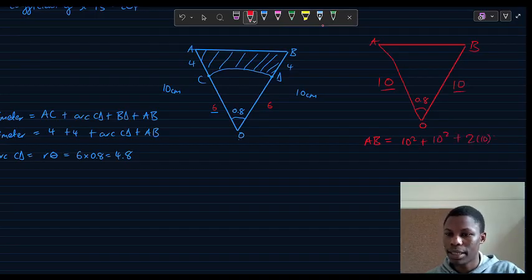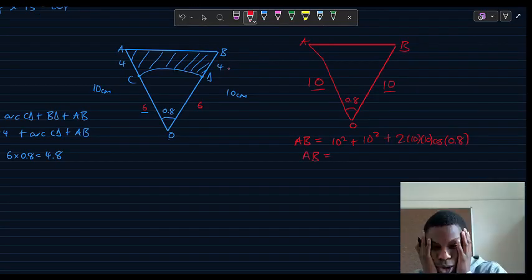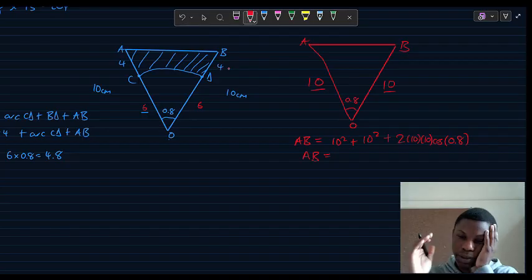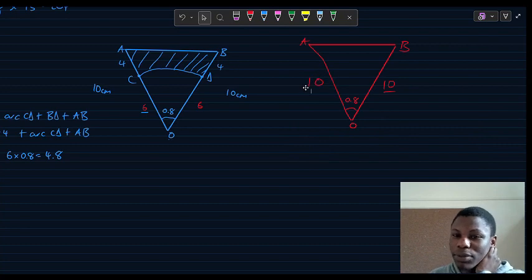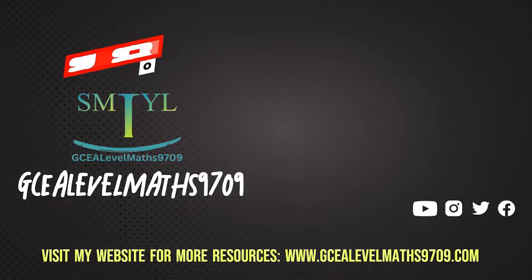And so it would be AB is equal to B squared plus C squared plus 2BC, so 2 times 10 times 10 cosine of, oh man, oh, it's minus 2BC. You see, this is the reason why I should never use the cosine. I can never for the life of me remember this formula correctly.